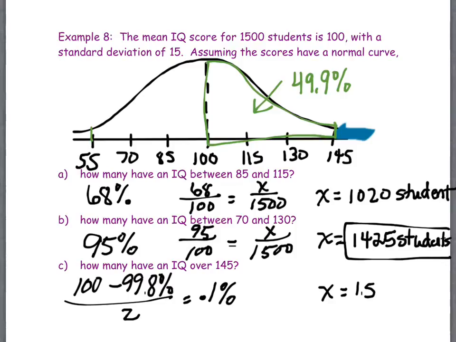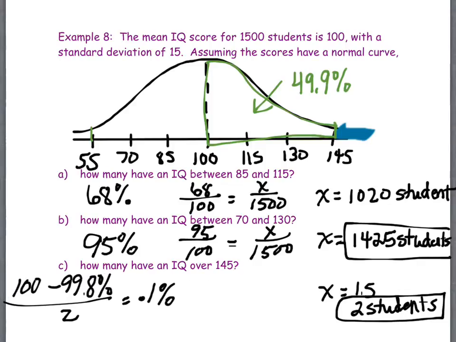And this is a number of students, so you have to round. And I really don't even care if you round up or round down. I just say regular rounding rules would be appropriate, which means that this would be 2 students. Where did you get 1.5? One way to get it is with a proportion. So if we do a proportion, we can set up 0.1 over 100 equals x over 1500, just like we did on the previous problems, and then cross multiply.